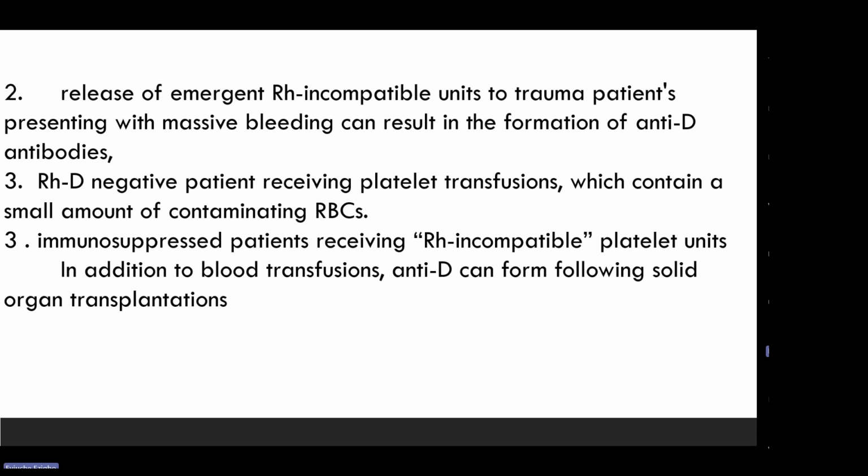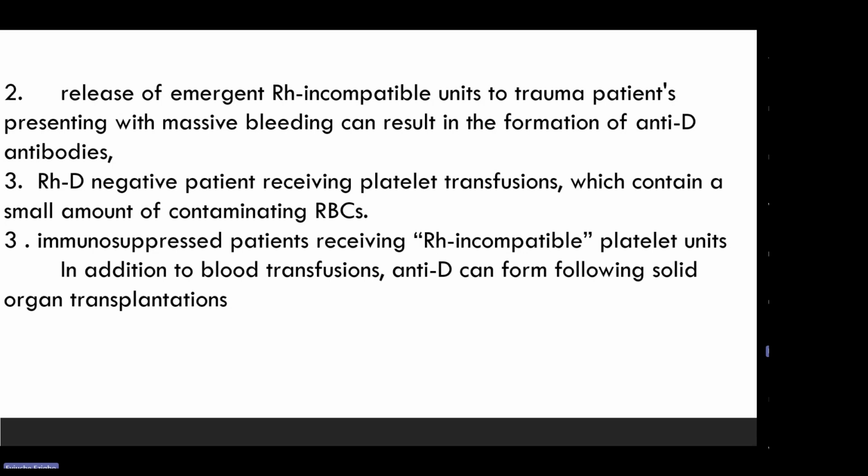Another scenario is an anti-D negative patient receiving platelet transfusion, which contains a small amount of contaminating red blood cells. Inasmuch as the immunoglobulin has been used to prevent the formation of rhesus anti-D, there are some situations where control is not really possible. For example, in an emergency where a patient that is rhesus negative is bleeding profusely and there is no time to do thorough cross-matching of the rhesus system, and the patient is transfused, there's no way you can stop the body from developing the IgG antibodies.